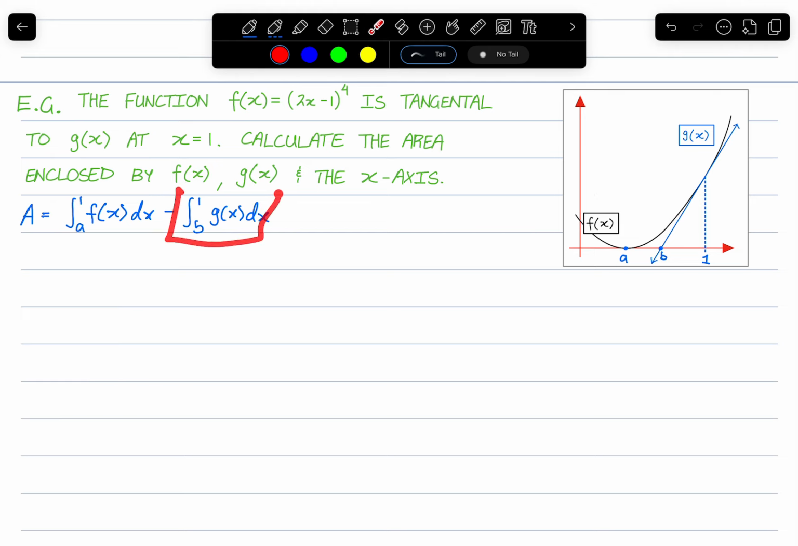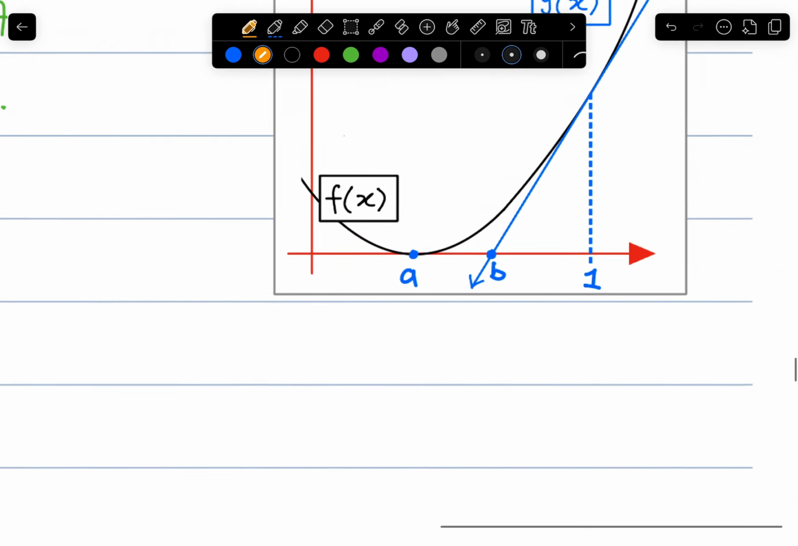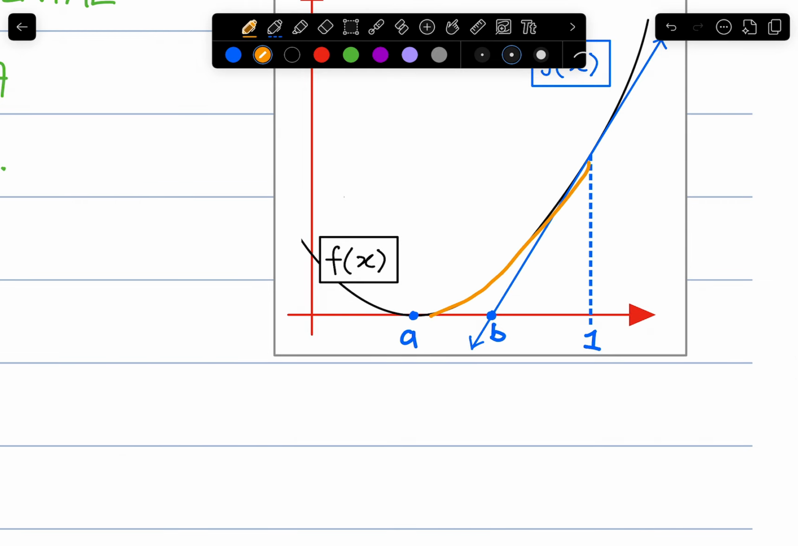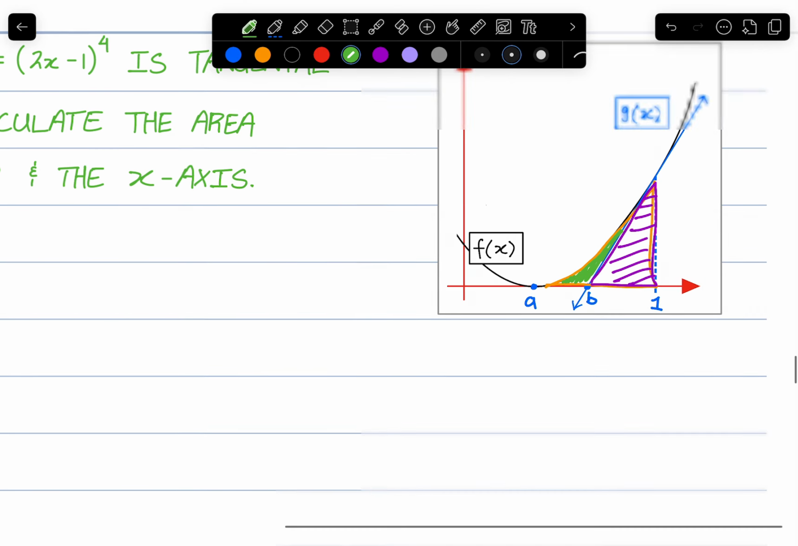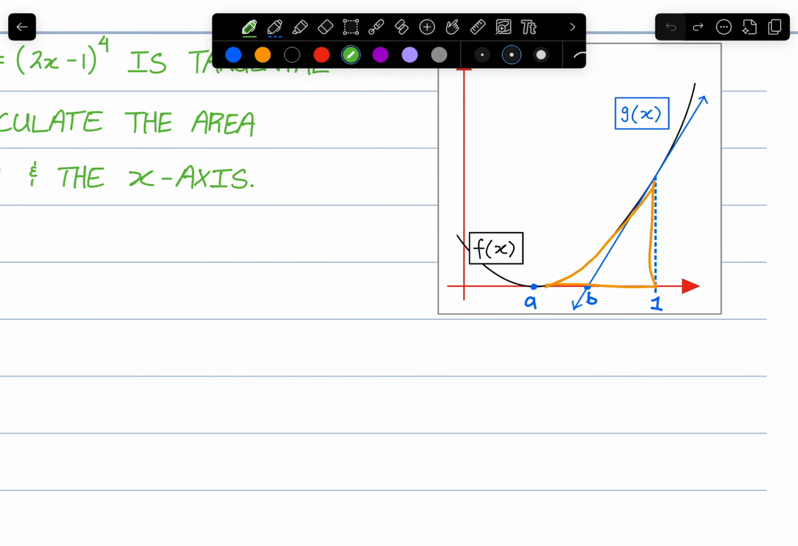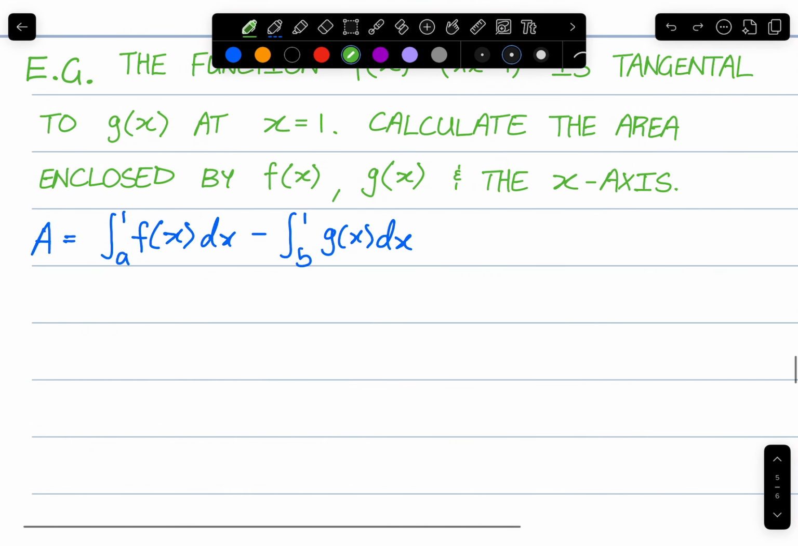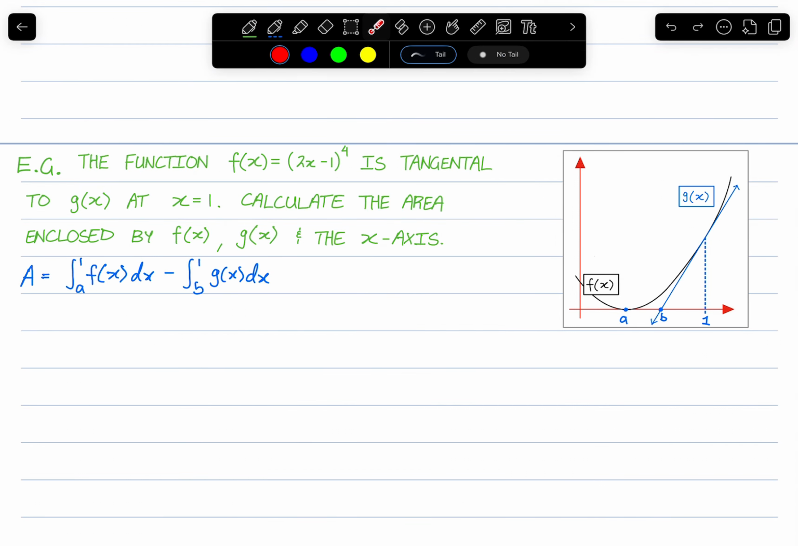And if you take a look, this area is actually this triangle bit here. So let's use some color here. So if we calculate all of this and we subtract this, what we are left with is this area here in green, which is what we are looking for. Okay, so this effectively answers our problem, but I'll give you a moment to actually analyze the difficulty in this.